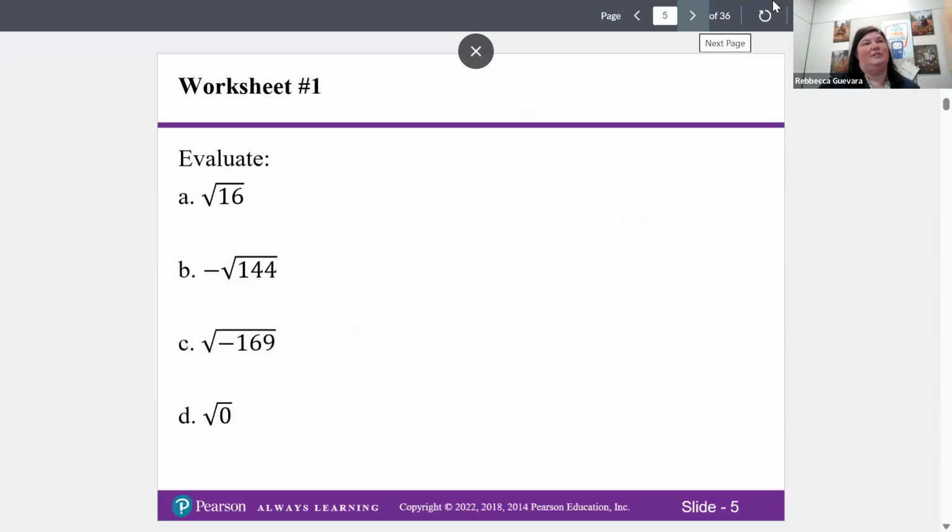All right, so take a moment and just try that again. You have the square root of 16, negative square root of 144, the square root of negative 169, and the square root of 0.